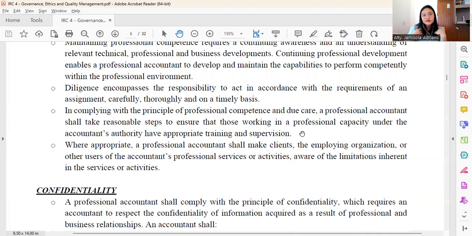Okay, so if you yourself are professionally competent but the members of your team are not, then it will defeat the purpose. So you have to make sure that your team members, those under you, also have appropriate training.